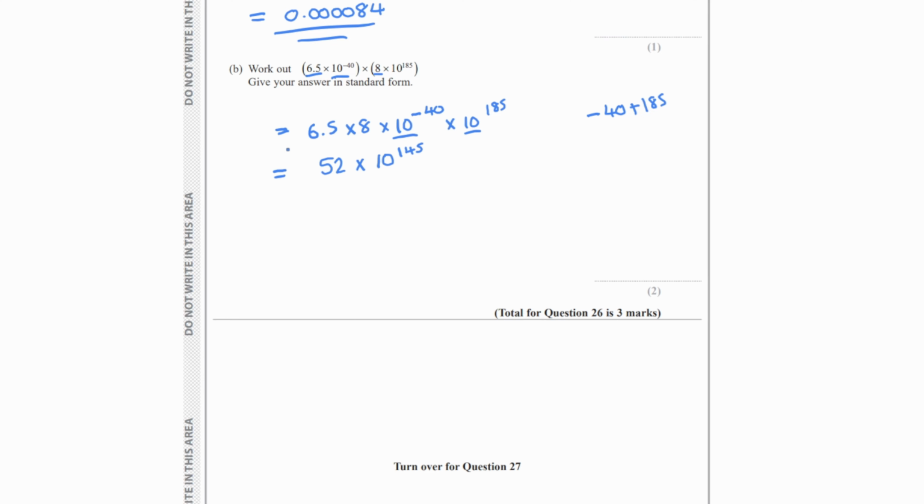Now this is not in standard form, because for standard form, the number at the front has to be less than 10 and greater than or equal to 1. So the way to do that is to turn 52 into standard form, which should be 5.2 multiplied by 10 to the power of 1. That's literally 5.2 multiplied by 10, which is 52. And then we're multiplying that by this part up here, which is 10 to the power of 145. That gives us 5.2 multiplied by 10 to the power of 146. That is your answer in standard form.